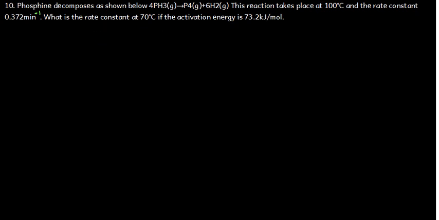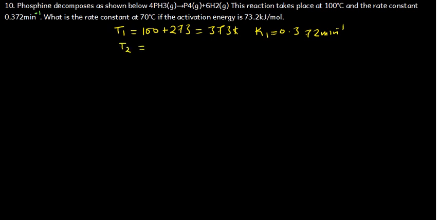Now, what is the first temperature? Temperature 1, they've told us it is at 100 degrees Celsius. Convert to Kelvin, add 273. This is going to be 373 Kelvin. What is the first rate constant? K1, that is 0.372 per minute. Now, what is the second temperature? The second temperature is 70. Convert to Kelvin, add 273. And that is going to give us 343 Kelvin.